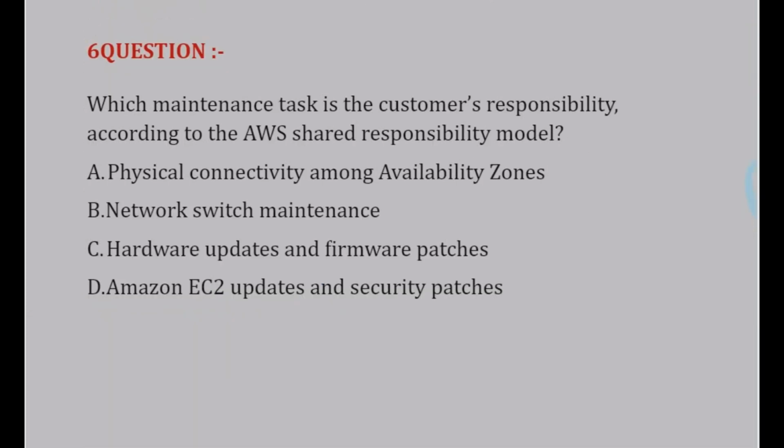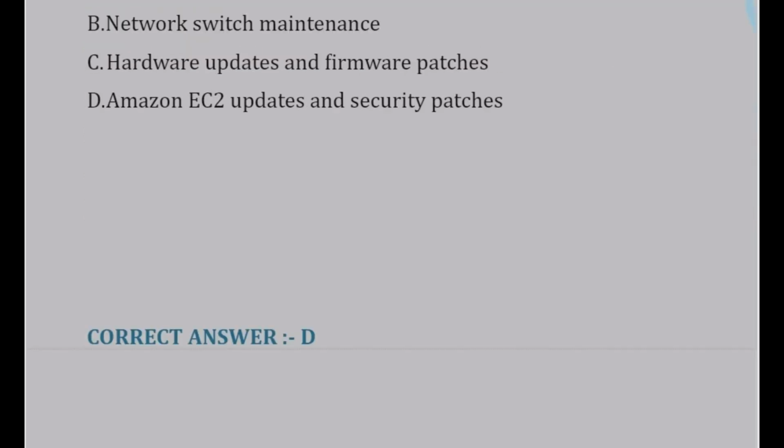Question is which maintenance task is the customer's responsibility according to the AWS shared responsibility model? Option A, physical connectivity among availability zones. Option B, network switch maintenance. Option C, hardware updates and firmware patches. Option D, Amazon EC2 updates and security patches. Correct answer is option D.